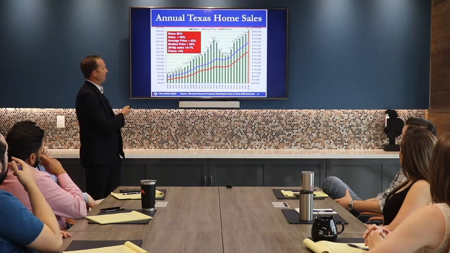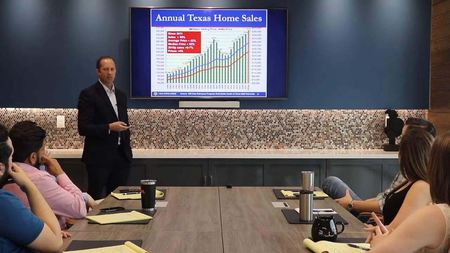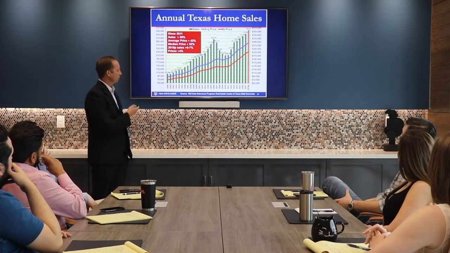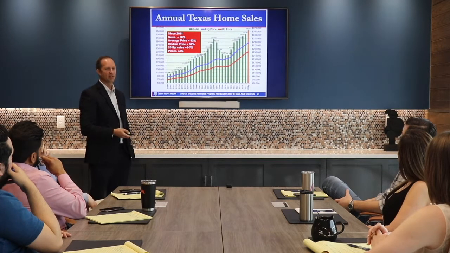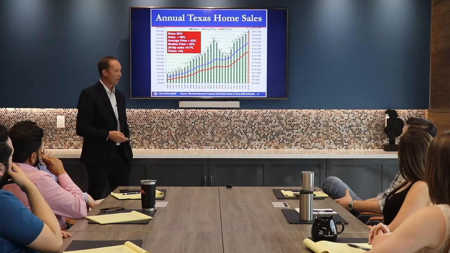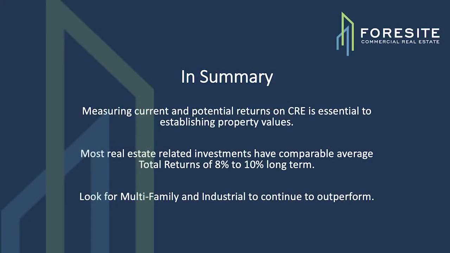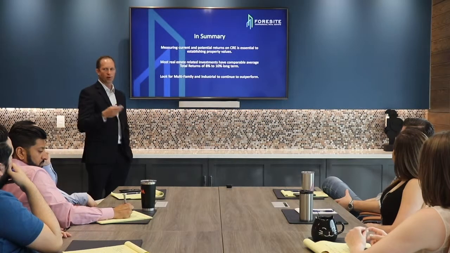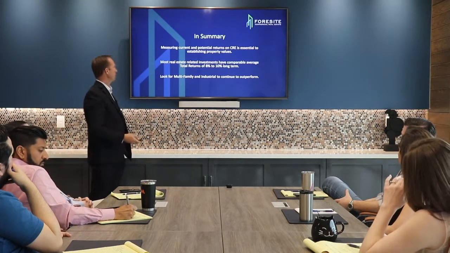Since 2011, property values in San Antonio, in Texas, have gone up about 50%. That's roughly 7% a year, right in line with what we've been expecting somewhere else. So generally, being able to measure investment returns is going to be critical for understanding property values wherever you are and the potential for future income to continue.